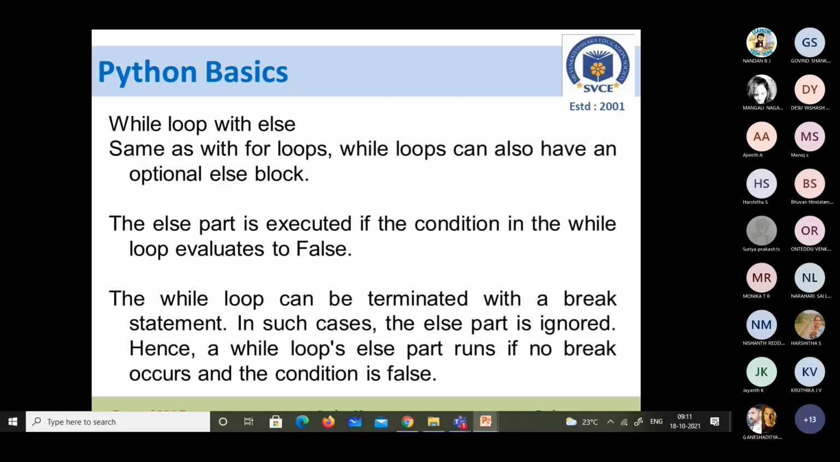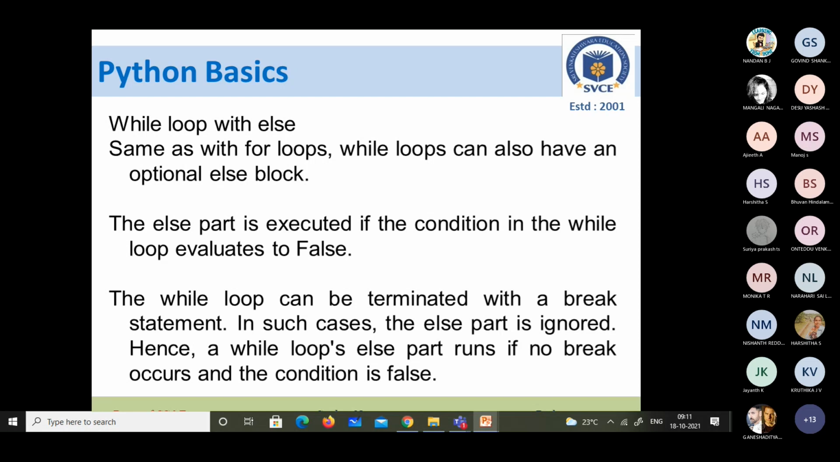Yes. While loop with else. So can we have while loop with else? Same as with for loops, while loops can also have an optional else block. And as you all know, this else part is executed if the condition in while loop evaluates to false. That's obvious, isn't it? And we can terminate a while loop with the help of a break statement. In that case, when we terminate the loop, the else part will be ignored.